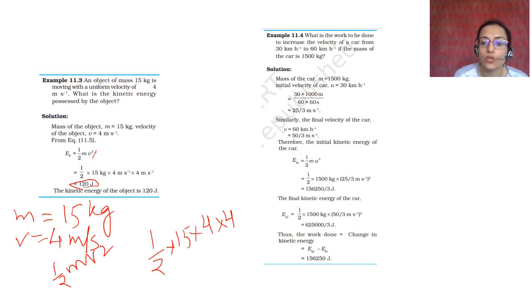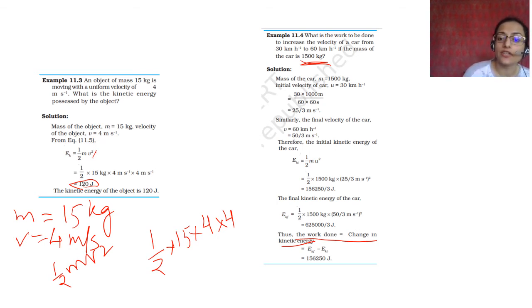This is the second example. What is the work to be done to increase the velocity of a car from 30 km per hour to 60 km per hour if the mass of the car is 1500 kg? Now work to be done is change in kinetic energy. Work done is change in kinetic energy. See, here it is written work done is equal to change in kinetic energy. So we need to find initial kinetic energy and we need to find final kinetic energy.